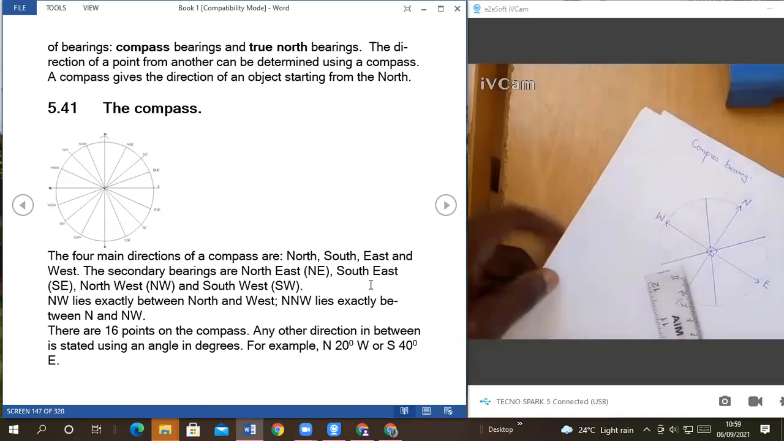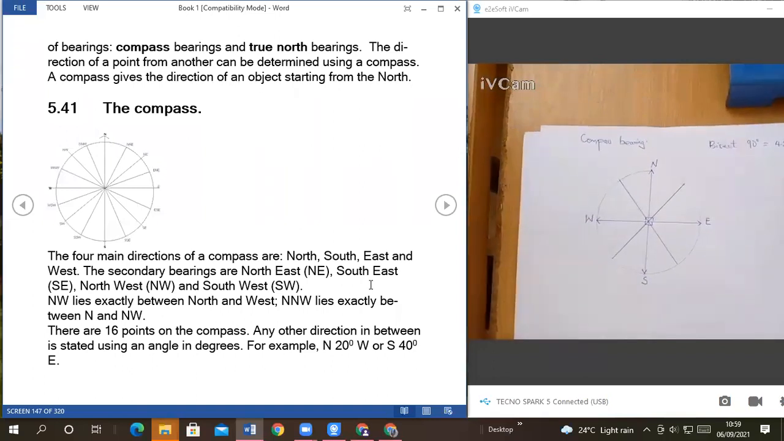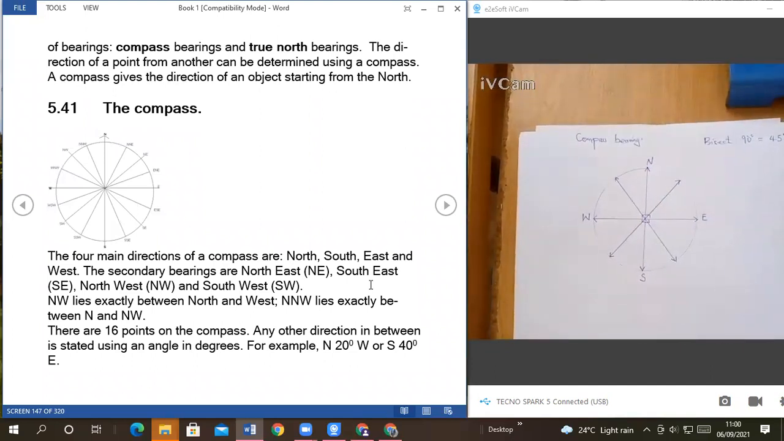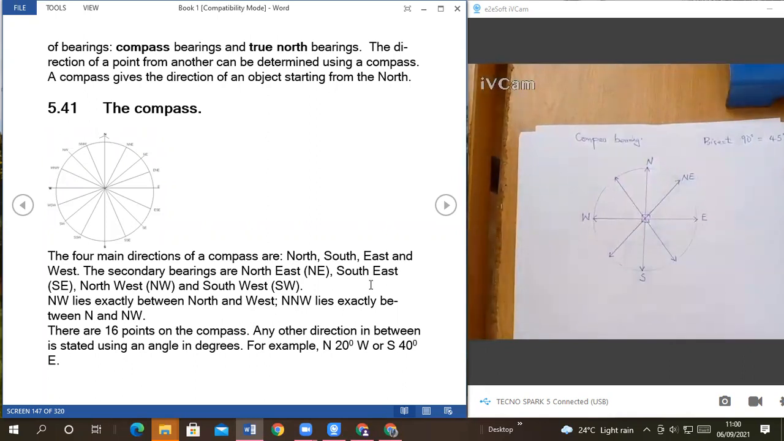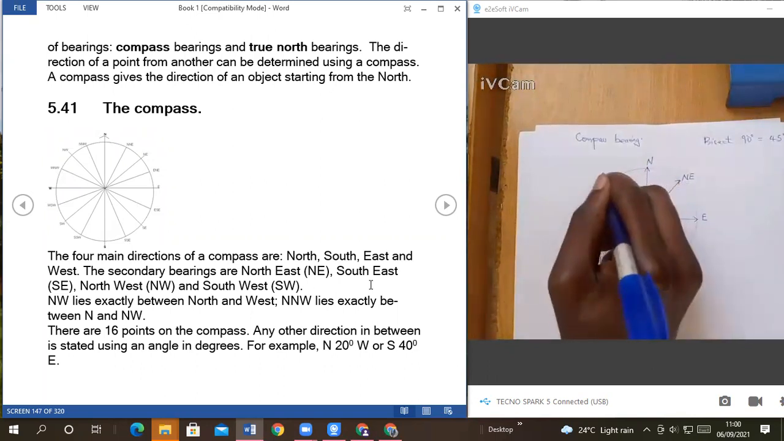Members, are you following me? Yes. Put the arrow there. Okay? So what is this one? That is northeast. What about this one? Southeast. What about this one? Southwest. Then this one, northwest.